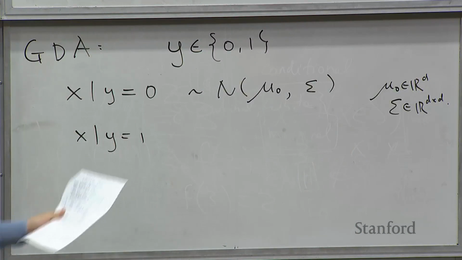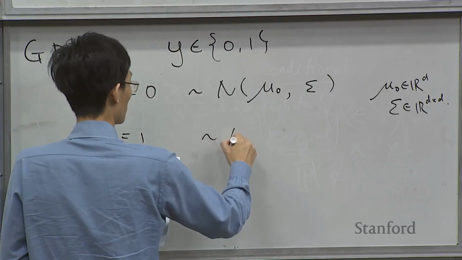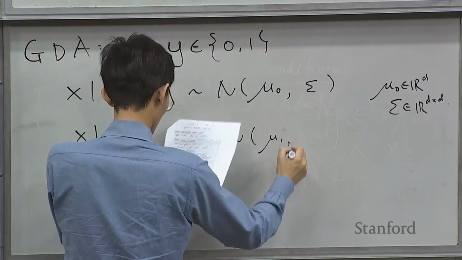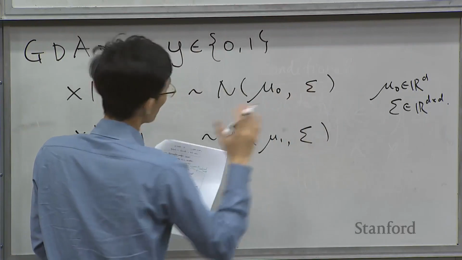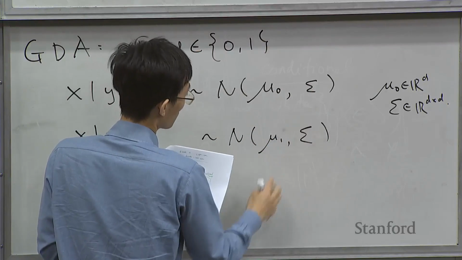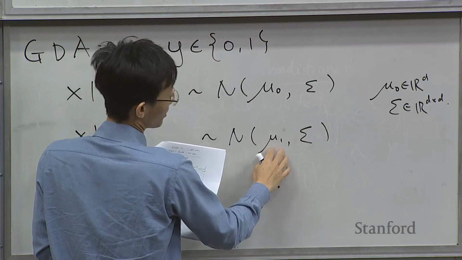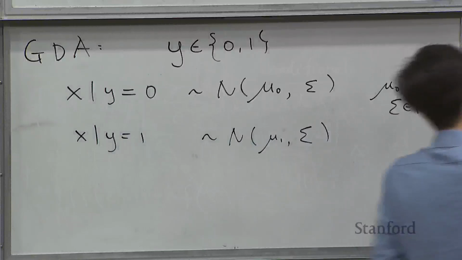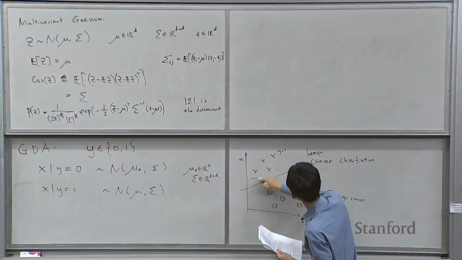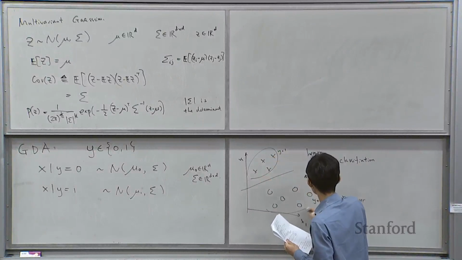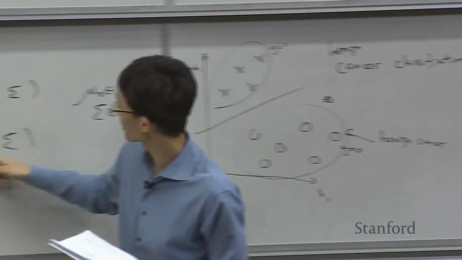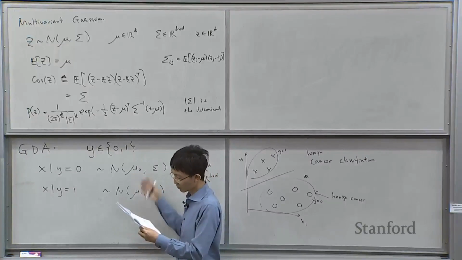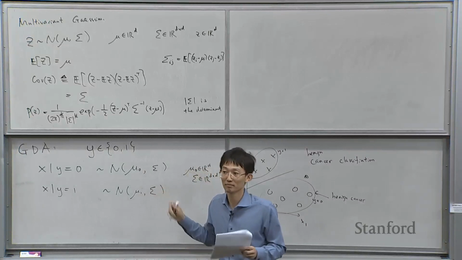And for the other one, my modeling assumption is the same. I'm going to assume this as mu1 and sigma. Okay, so the same covariance, that's just for convenience. I can use a different covariance matrix. But here, I have to use a different mean because clearly, if you fit a Gaussian distribution to this bunch of points and you have a Gaussian distribution for this kind of points, you're going to have different means. Right? So that's why I'm going to have mu1 here and mu0 here. So mu1, mu0, sigma, these are the parameters.